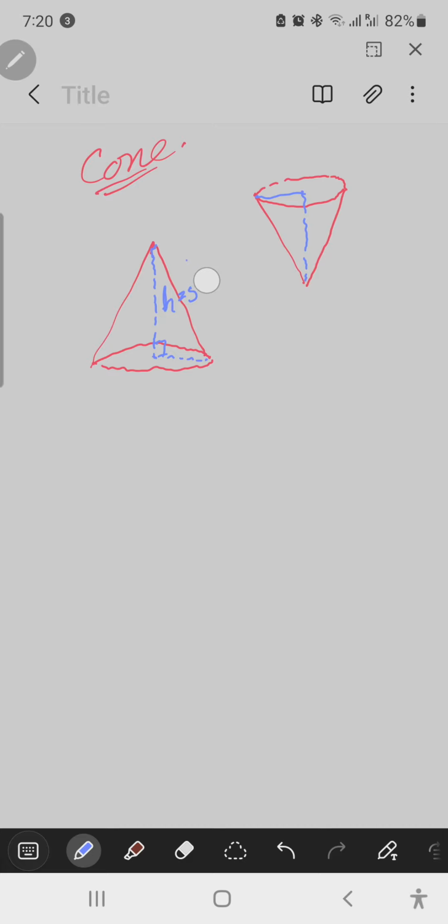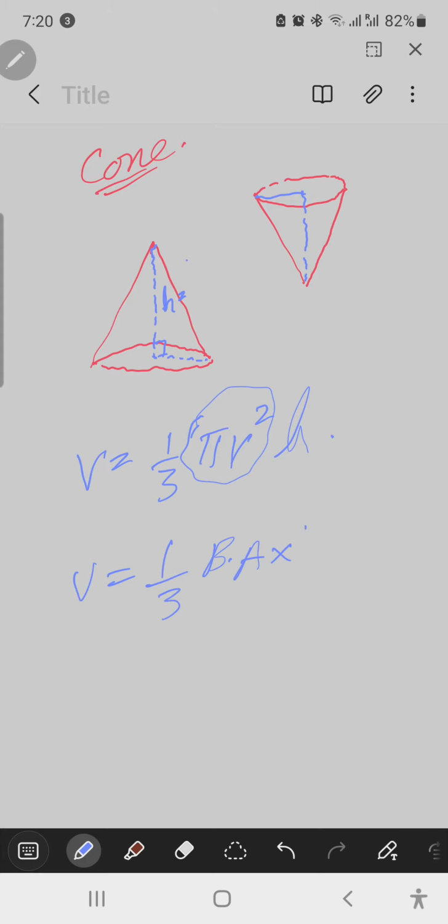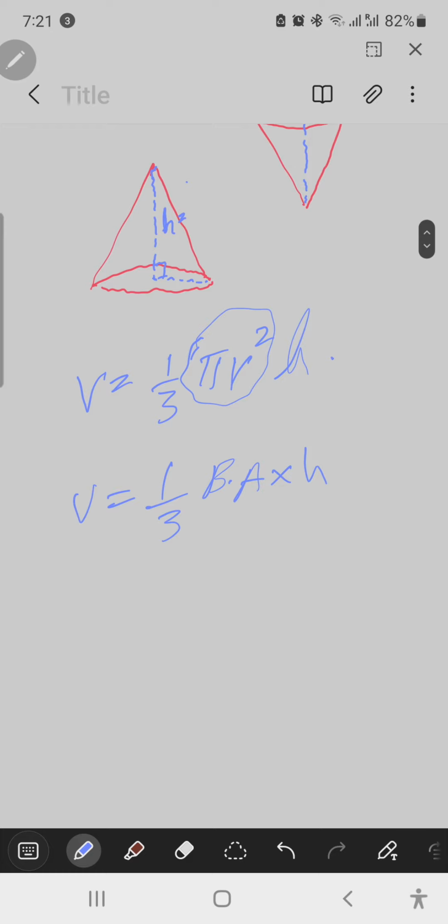Now I will explain the volume of the cone. The volume of the cone is 1/3 pi r square h. This is actually the same formula from 12a, that V is equal to 1/3 base area multiplied by height. It comes from this volume formula.